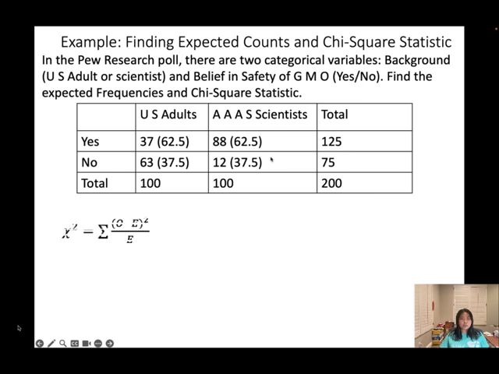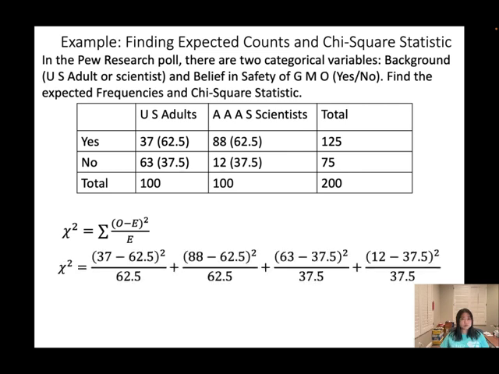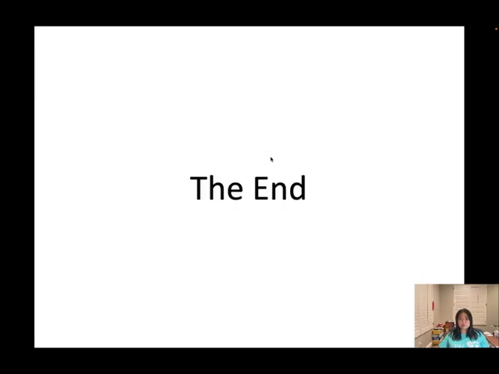Now, I'm gonna use the formula to find the chi-square statistic. Plug into the formula. You should get 55.488. So this is the basic ingredient for the categorical variables. And in section 10.2, we're gonna combine everything together to construct the hypothesis testing. That's it.